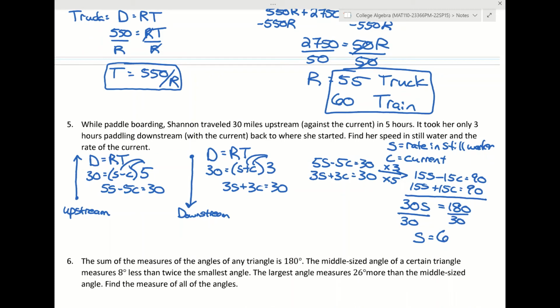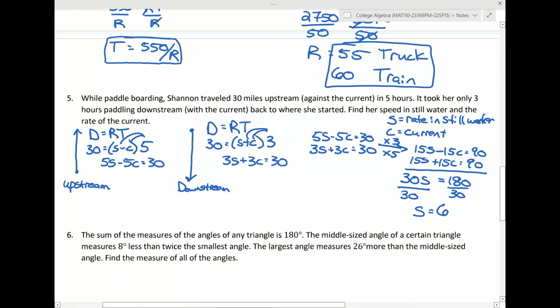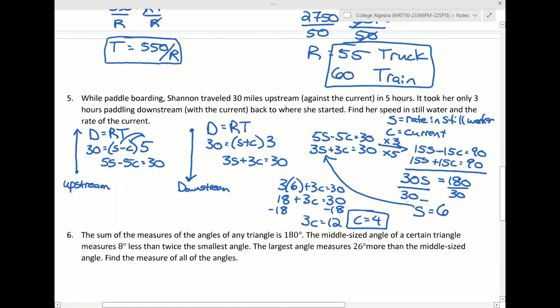6 is the answer in still water. And if we know the speed S in still water, we could plug it in and solve for C. So I'm going to plug S is 6 right here. This would just be 3 times 6 plus 3C is equal to 30. So 18 plus 3C is equal to 30. Minus 18, we get 3C is 12. So the current would just be 4 miles an hour. The current's 4 miles an hour.